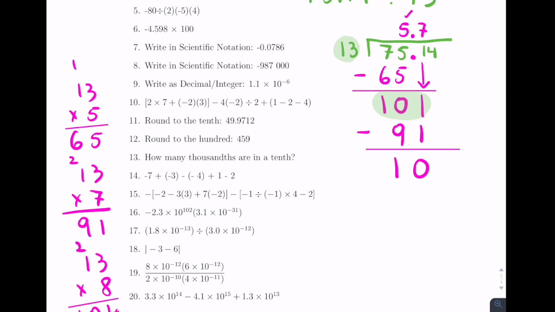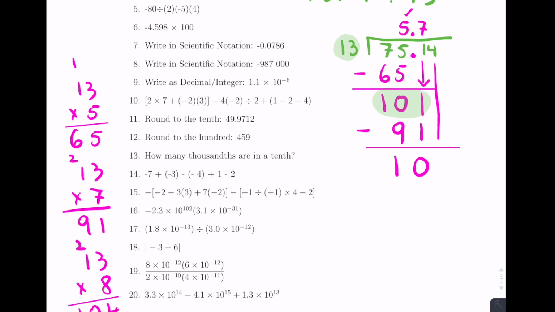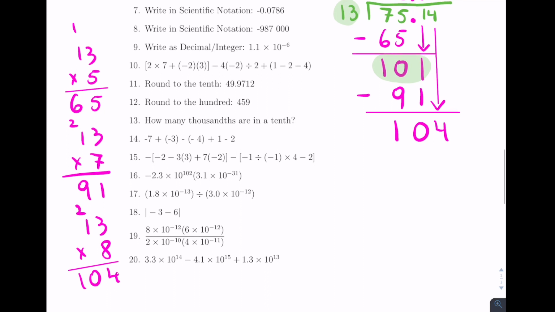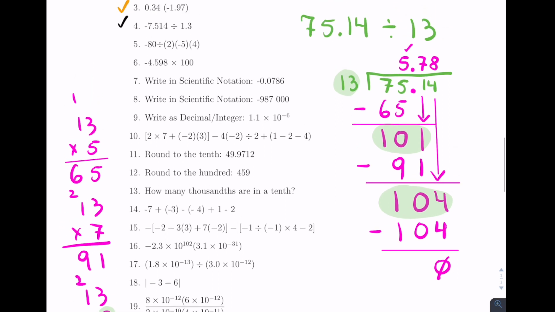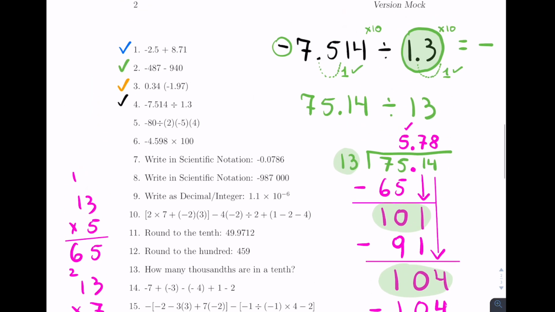So that was that. And now we're going to bring down our 4. Oh, and look at that. Okay, so here 104 was 8, and indeed we have 104. So it looks like this is going to go 8 times. 8 times 13 is 104. Subtract gives me 0, and I'm done. And that's my answer. Except, don't forget, that it was negative. That's question 4.